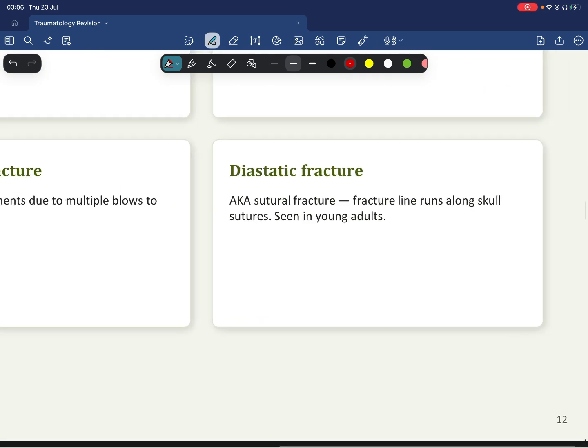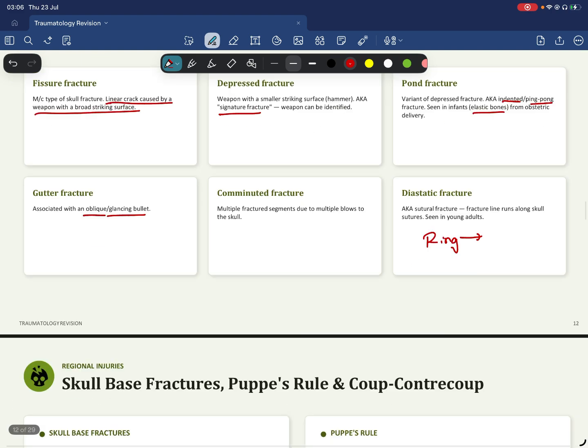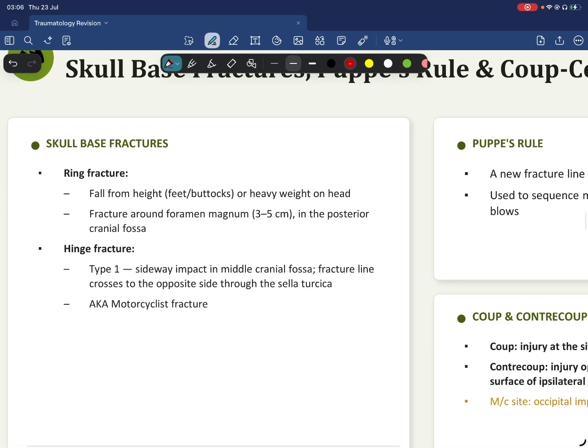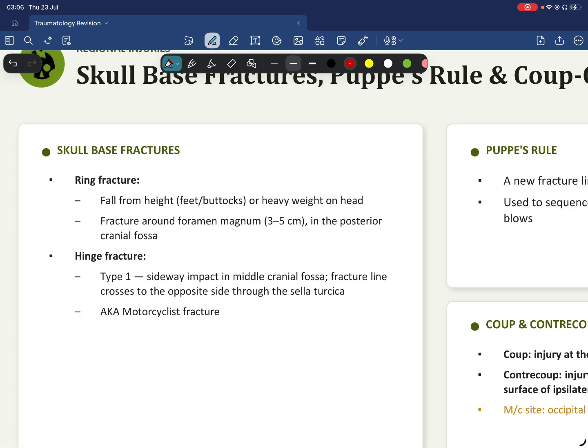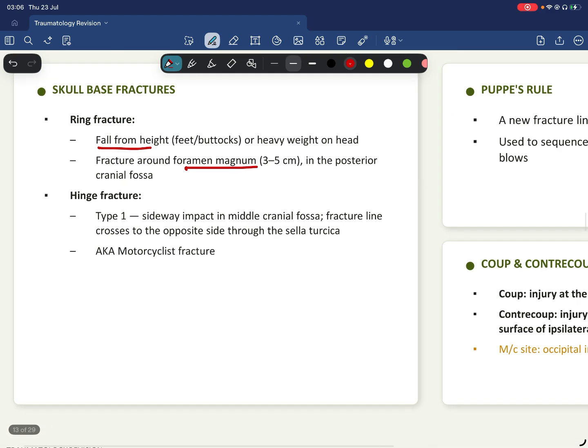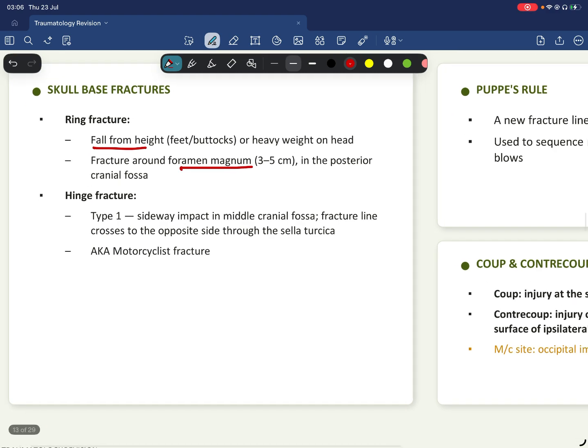We also have ring fractures, which are seen around the foramen magnum, caused due to force being transmitted through the spine. It can be caused due to a fall on the legs, a fall on the buttocks, or a heavy object landing on the head. As mentioned previously, ring fracture is caused due to fall from height. We have hinge type fracture, which is caused due to sideways impact to the skull.